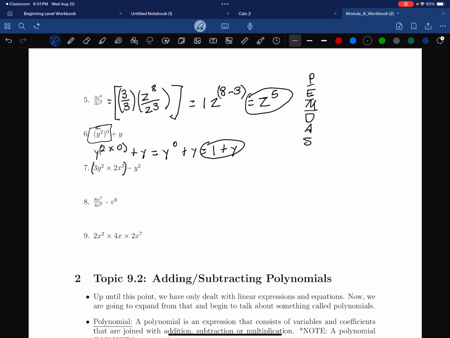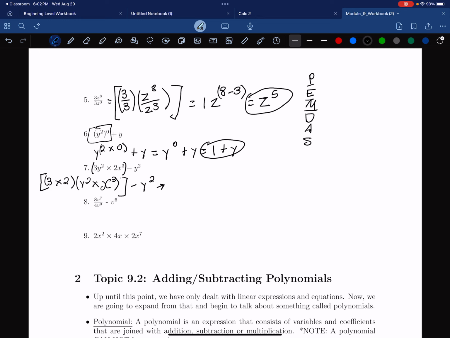To do that, we're going to first multiply the numbers, or the integers. So I'm just going to write this out so it's very clear what I'm doing. I'm going to do 3 times 2, and I'm also going to do y squared times 2x cubed. I'm writing that x as a squiggly x so we can distinguish between an x and multiplication. And then I'm going to add on that negative y squared at the end.